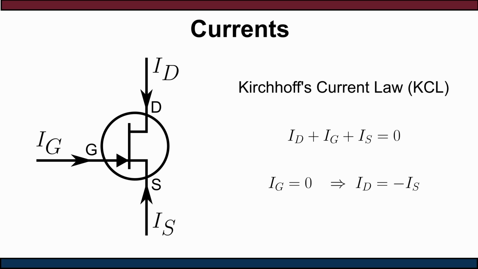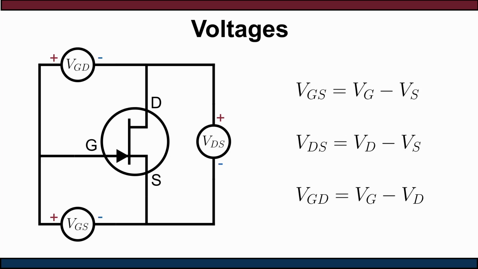Above we stated that the depletion layer has practically infinite resistance. This means that the gate has a negligibly small current, and ID equals negative IS. As for voltage, we must consider the pairs of pins. There are 3 voltage parameters for JFETs. We describe voltage between terminals always with polarity, first terminal minus second terminal: VGS, the gate to source voltage, VDS, the drain to source voltage, and VGD, the gate to drain voltage.